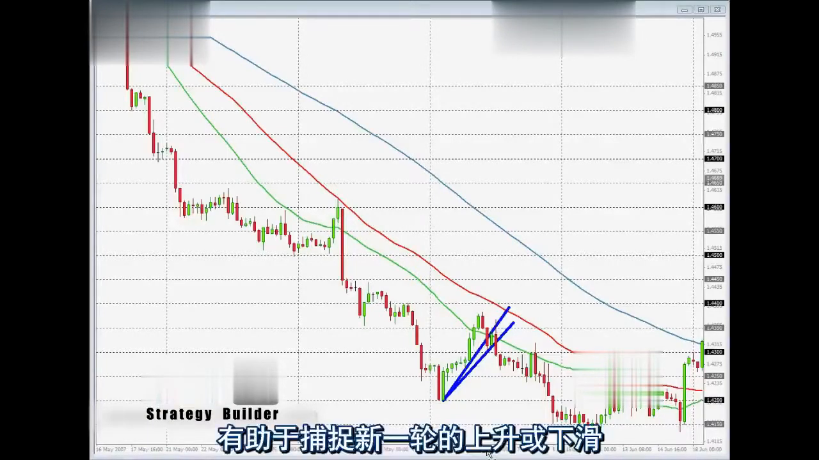In order to ride new swings, to jump on board new swings that may be springing off in a clearly trending market.